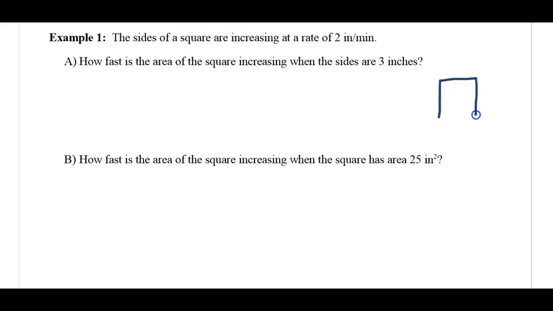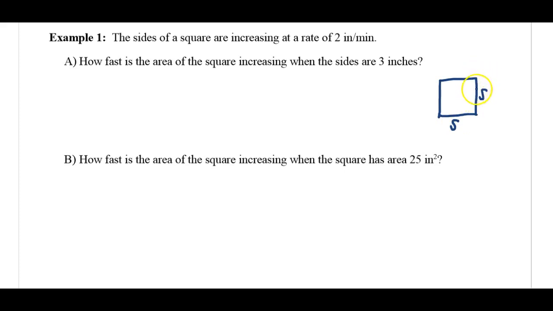So let's go ahead and draw a square, and a square has equal side lengths, so I'm going to call the side lengths S. And we're told that the sides of a square are increasing at a rate of 2 inches per minute. So once we've drawn our diagram and labeled it with variables, the side lengths are changing, they both need to be variables, so S and S, the same variable because it's a square.